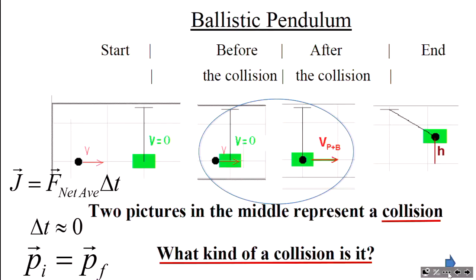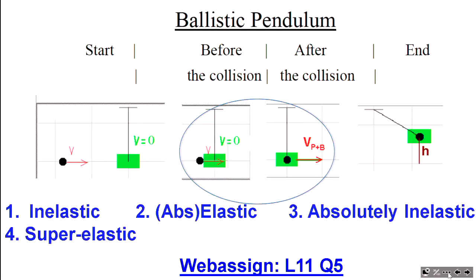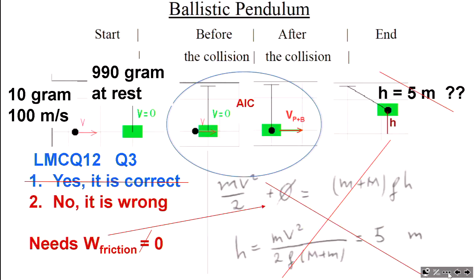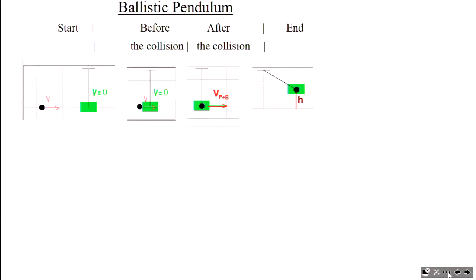Well, so what kind of a collision? We just said absolutely inelastic collision. I'm not going to ask this question. That's the answer. So that is a wrong way to calculate the unknown height. What is the right way?